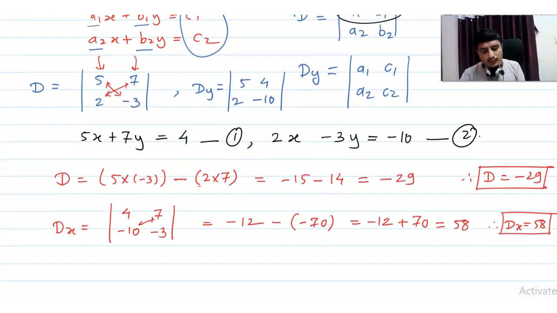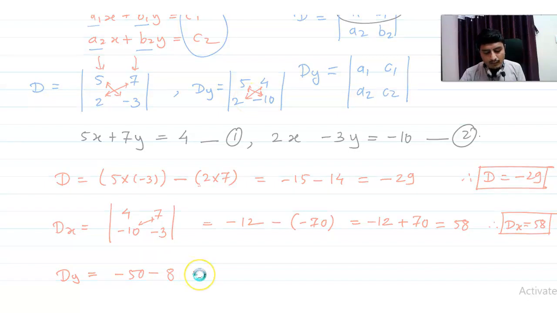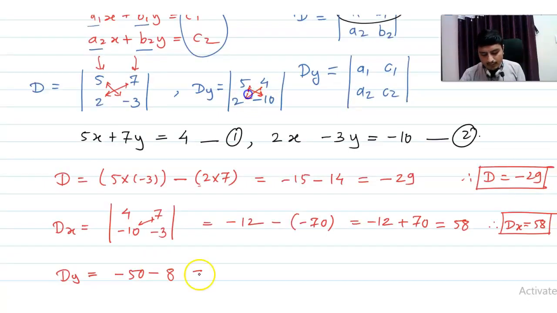Now to evaluate the value of Dy, already we have given the Dy determinant. 5 tens are, the first diagonal elements' multiplication, 5 tens are 50, plus minus is minus 50, then the middle sign is strictly minus, the other diagonal elements' multiplication, we have 4 twos are 8. Now minus 50 minus 8 we are getting minus 58. So therefore the value of Dy equals minus 58.